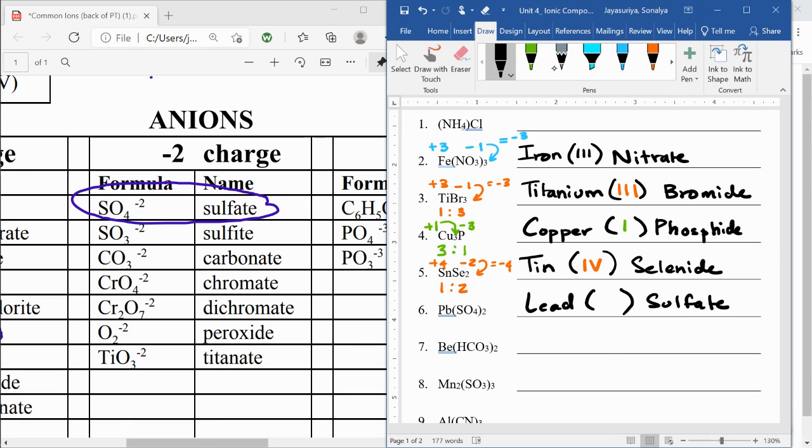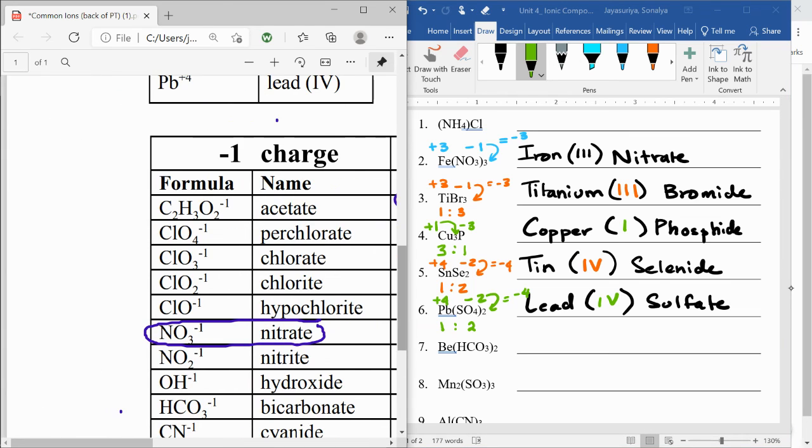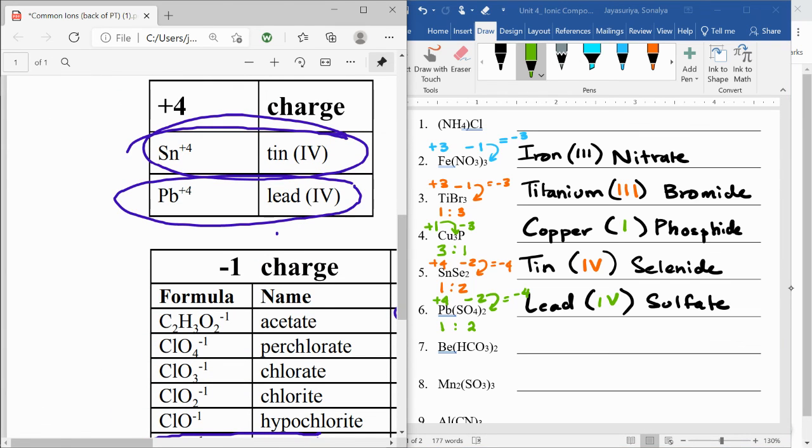Sulfate has a charge of negative 2, as you can see. Negative 2 times 2 gives you negative 4. And there is only one lead here. This is a 1 to 2 ratio. That means all of the charge to balance out the negative 4 must come from that one lead. So that one lead must be plus 4, so it's lead 4. Okay, there is a lead 4 right there.